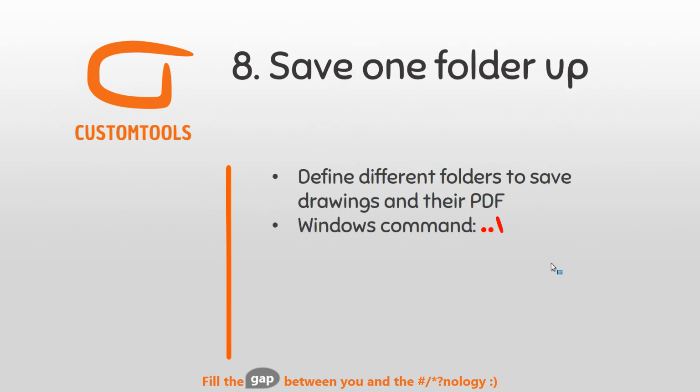Save one folder up. So you can use a Windows command to save, for instance, the converted files in the folder above. Some companies use different folder structures for the SolidWorks files and their associated neutral file formats, such as PDF, DXF. This approach allows you to use different root folders for files used in the same project. So here we have the name of the command, it's just dot dot and backslash that you need to have.